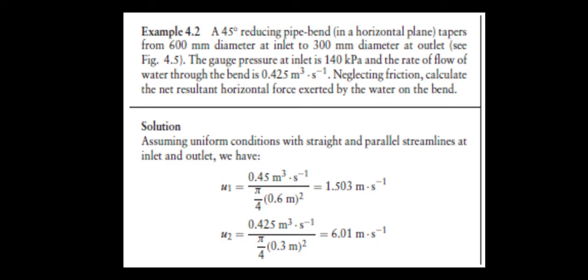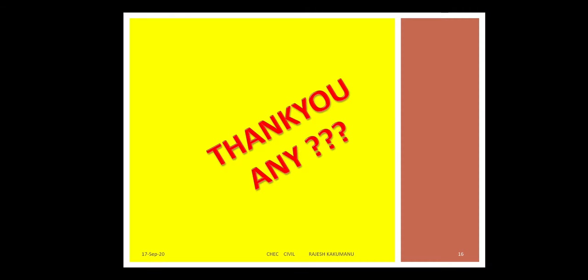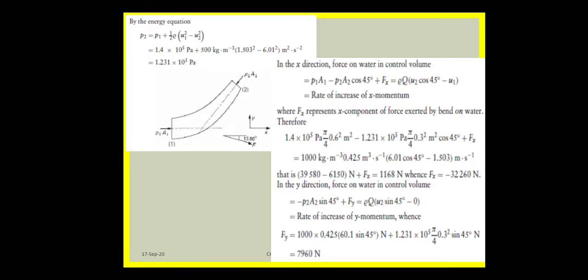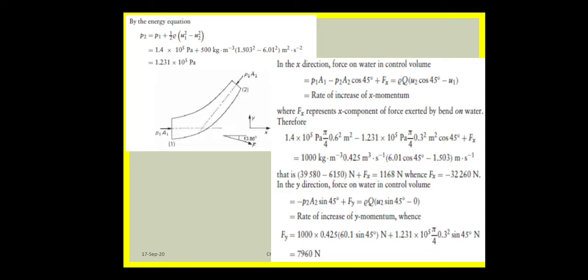Now at section 2, the V2 or U2 is the same thing: 0.425 meter cube per second divided by area, that is equal to 6.01 meter per second. This is the areas what we got. Now, by the energy equation or momentum equation, P2 is equal to... we have to find out P2, as P1 is given.